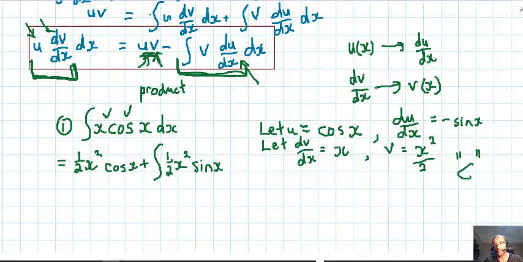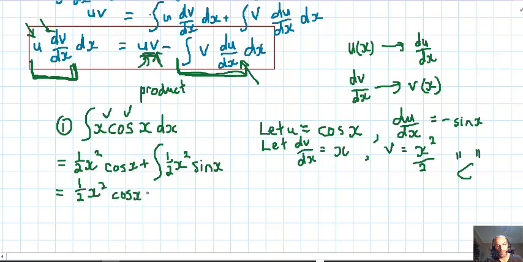Right, so we've got a half x squared cos x plus a half outside of the integral of x squared sine x dx there too.